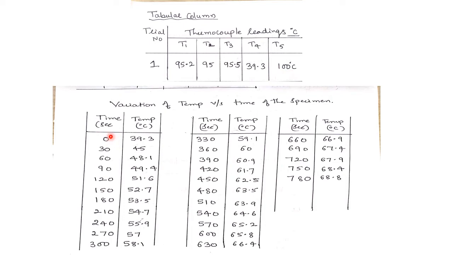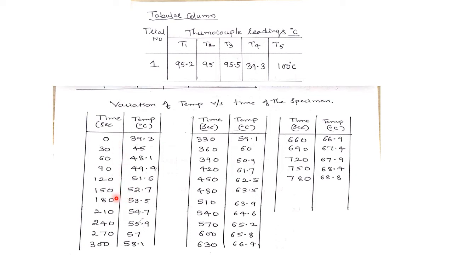See here, at time t equal to 0 seconds, that is before inserting the copper specimen, the temperature was 39.3. When I inserted this copper specimen into the hemispherical ball, we noted down the temperatures for every 30 seconds. So 45 after 30 seconds, then after again 30 seconds it is 48.1. Again after 30 seconds, 49.4 degrees. Again after 30 seconds, that is after 120 seconds, the temperature is 51.6. Again after 30 seconds, that is after 150 seconds, 52.7. So up to here I think we have taken the readings.